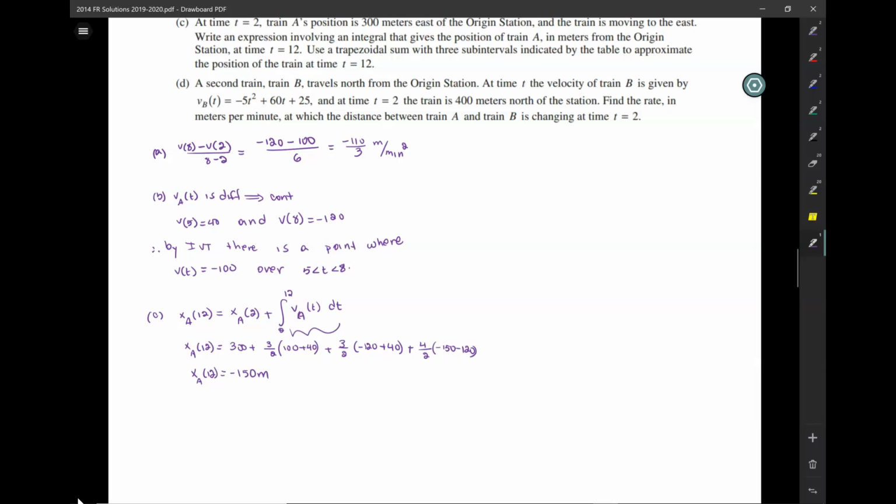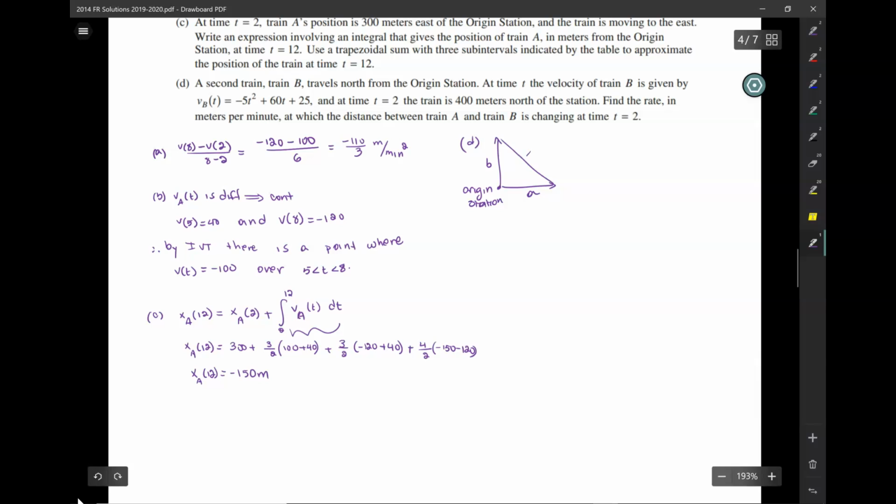All right, so what this looks like is the following. So we have train A. It's going this way. We have train A is going to the east, train B is going north, okay? And then the distance between them is increasing. So this is origin station. They got a little creative here.